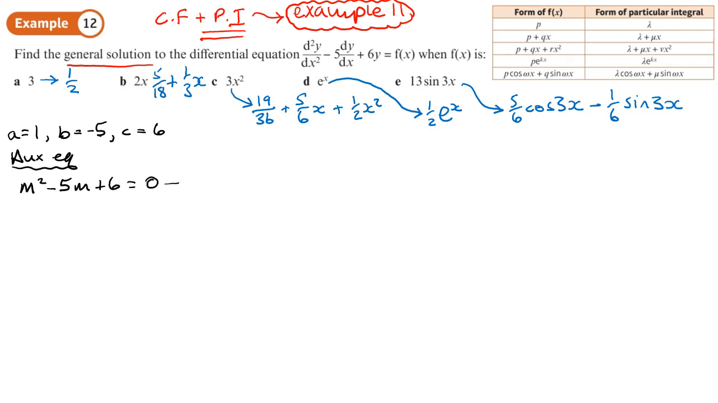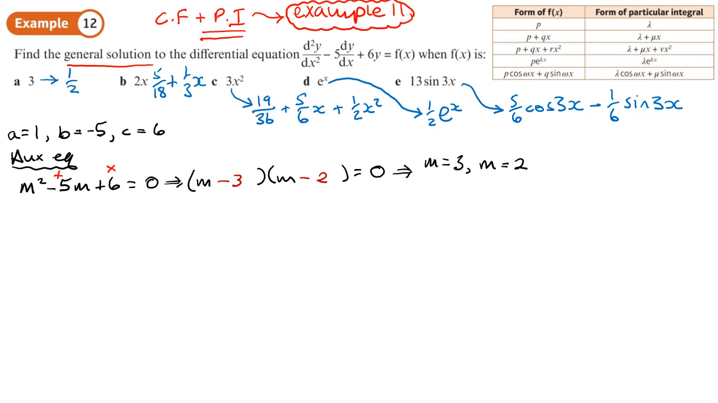Now I think we can solve that quite easily. Let's have a look. Two numbers that multiply to give me 6 and add to give me negative 5. So that's minus 3 and minus 2. So the solutions to my auxiliary equation are m equals 3 and m equals 2.